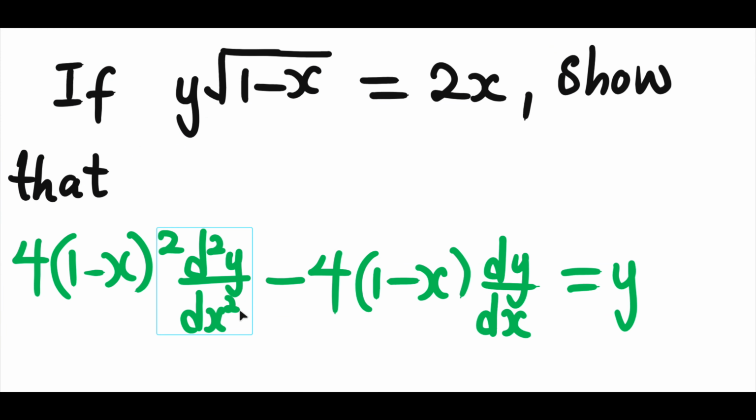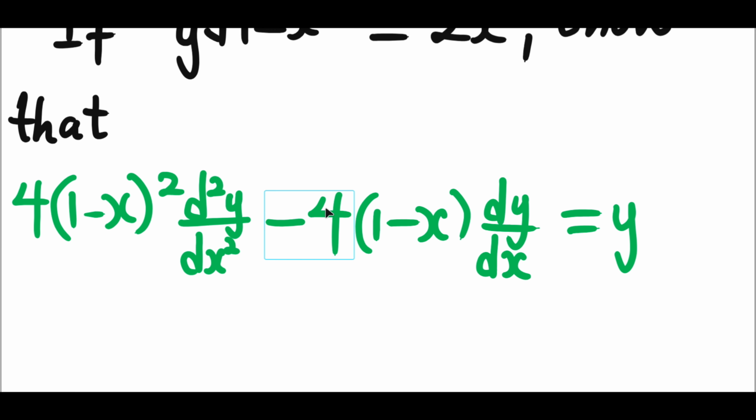Back to my online teaching platform. We have a function which is an implicit function, and we are to show that (1 minus x) squared times d squared y over dx squared minus 4 times (1 minus x) times dy dx is equal to y, given the function y multiplied by the square root of 1 minus x is equal to 2x. So we have to show that the left hand side is equal to the right hand side.